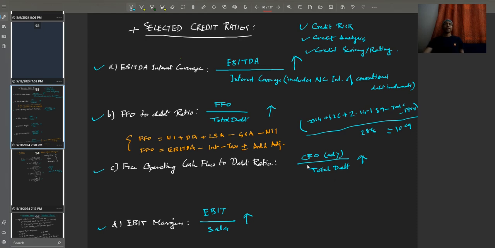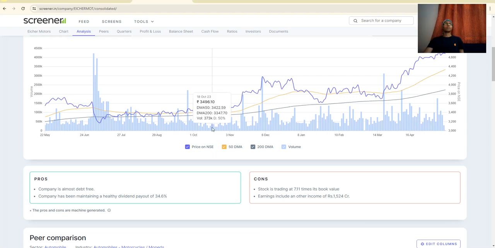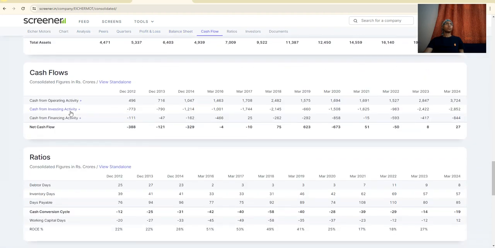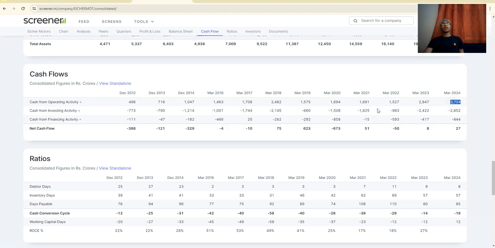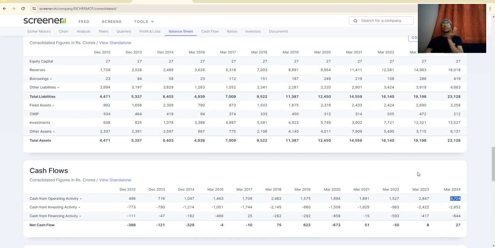Free operating cash flow, this is again CFO adjusted, divided by total debt. CFO, cash flow from operating activities, this is 3724. We will be doing the 2024 number only because we have it. 3724 divided by total debt. Total debt is 419. So 3724 divided by 419 is 8.88.